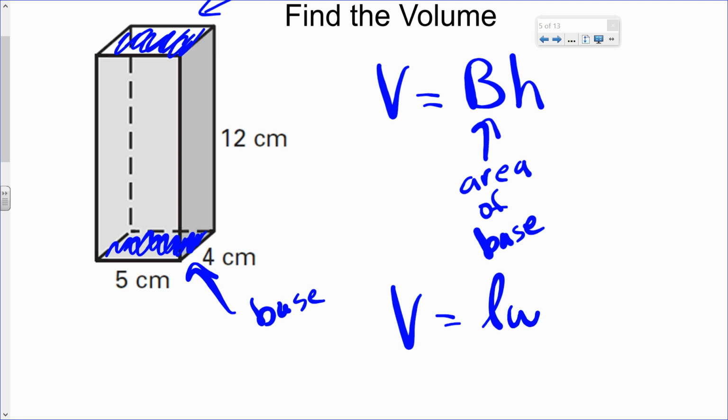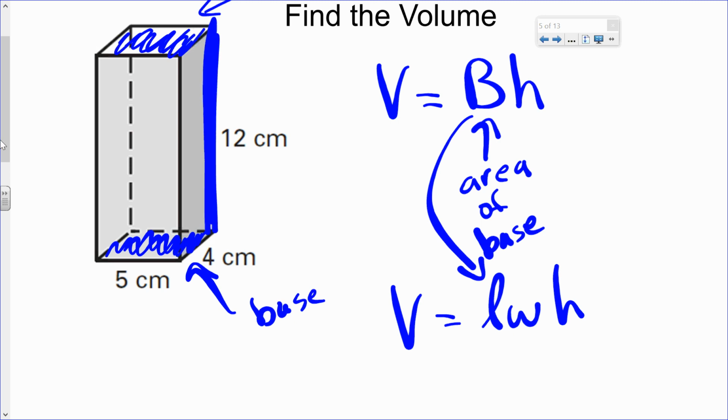Look, I'm going to put length times width instead of B, because that's the area of a rectangle, which is the shape of the base. And then times the height. The height is actually the distance between both bases. So the distance between both bases right here is 12. That's going to be the height.